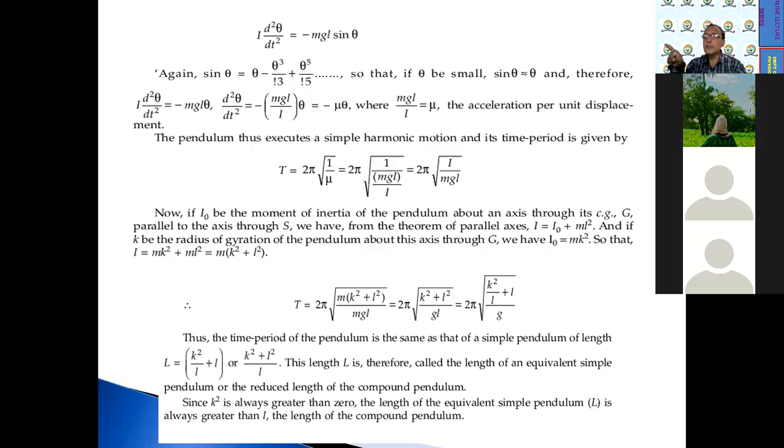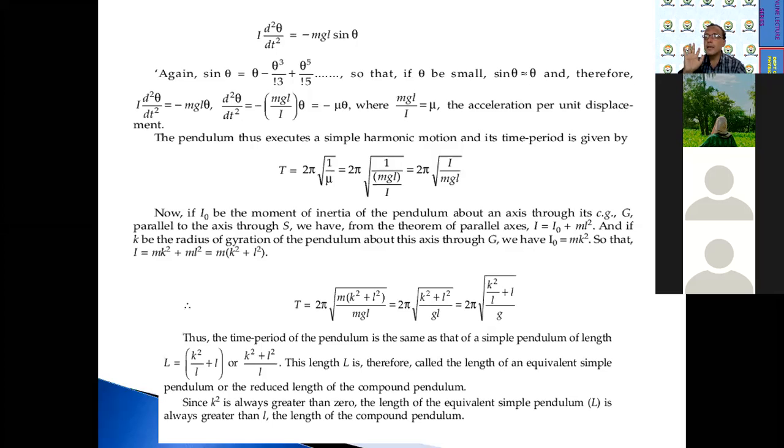And if this is the equation of motion, what kind of motion will the pendulum perform? Simple harmonic motion. So from having this equation d2 theta by dt square plus mu theta is equal to 0 for the motion of our pendulum, we come to the conclusion that this compound pendulum performs simple harmonic motion.